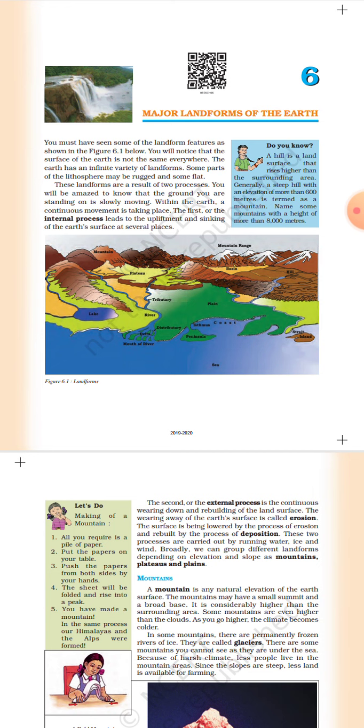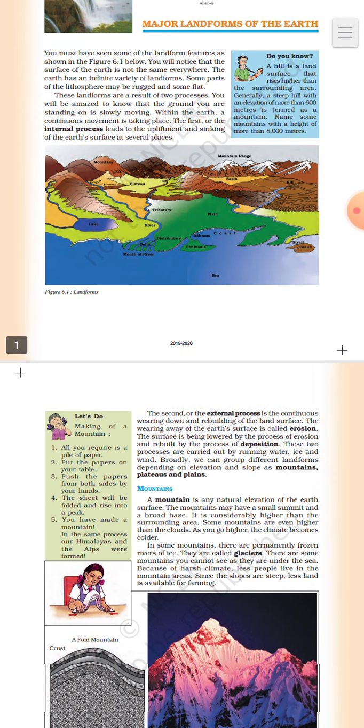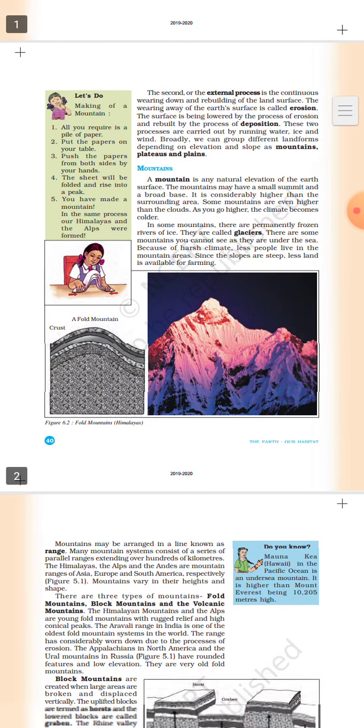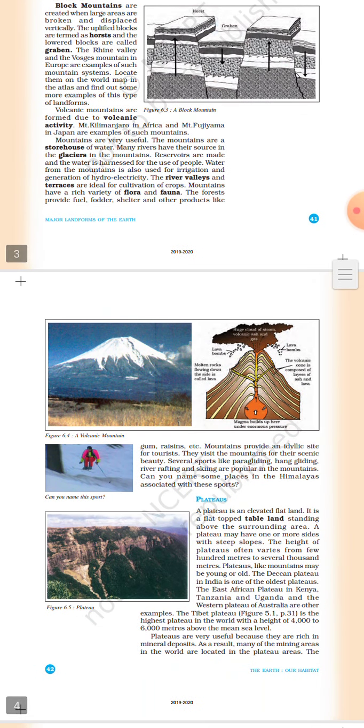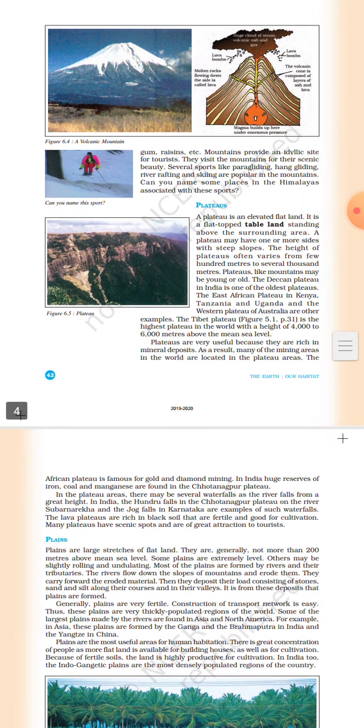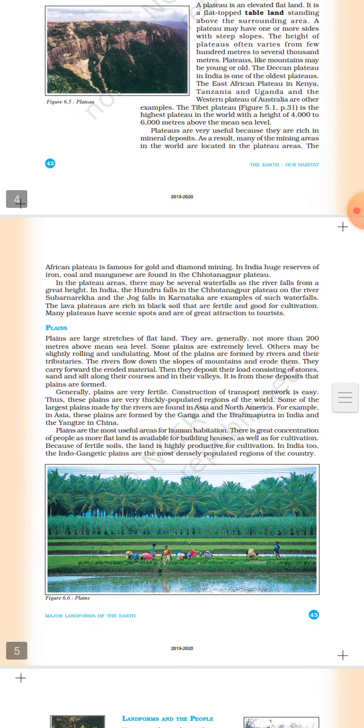Today, let's read chapter 6, Major Landforms of the Earth, part 2. First, let me recall what we learned in the last session. We learned about the major landforms of the Earth, and in detail about mountains, types of mountains, uses of mountains, and sports played in the mountains. Today we are going to learn about plateaus and plains.